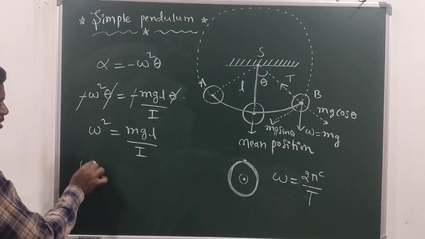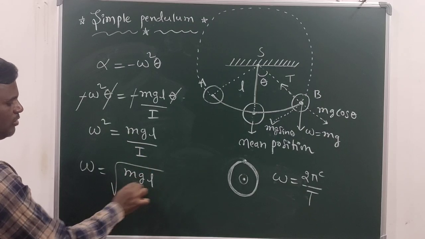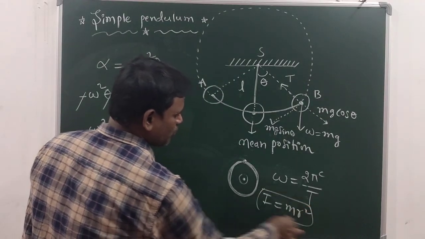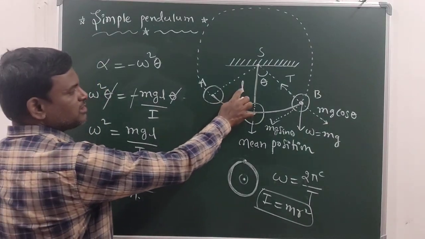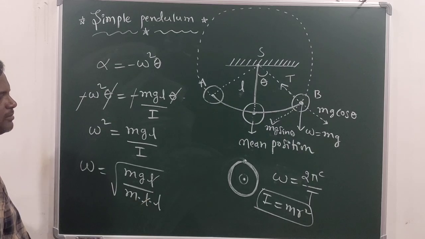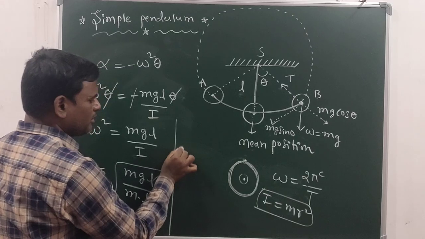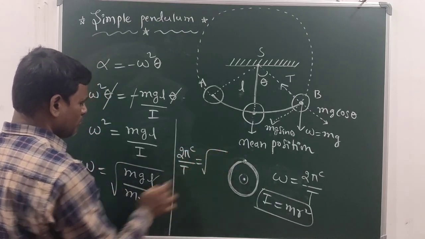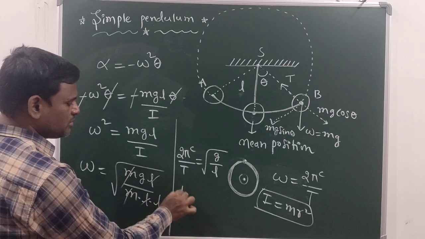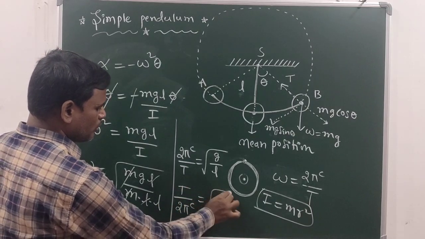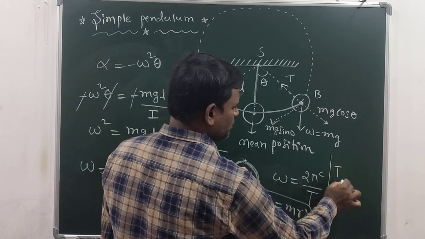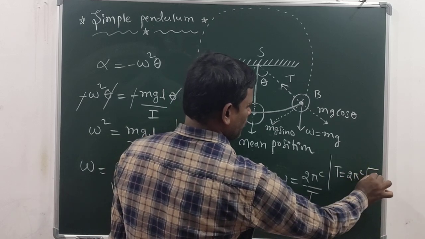Now send the square to the right side. So square root of mgl by I, but I is equal to how much? Moment of inertia. So I is equal to m into r square. You know this, moment of inertia. Now here r is the radius of the circle, that is L here, length of the simple pendulum. L into L. L L cancel. Now in place of omega I want to write 2 pi radians by T, which is equal to root of, m also cancels, g by L is left. Now take the reciprocal on both sides, T by 2 pi radians is equal to root L by g. Now send 2 pi radians to the right side so that we will get time period is equal to 2 pi radians into root L by g.